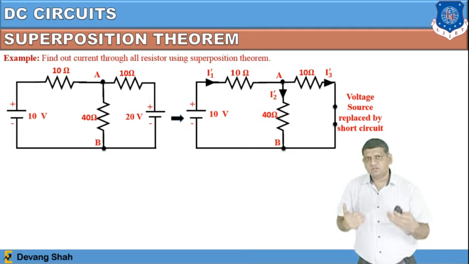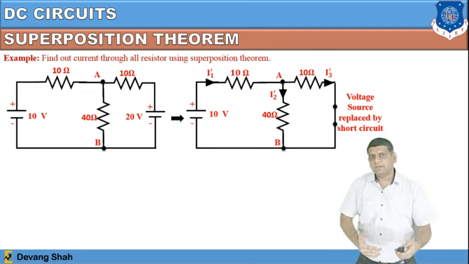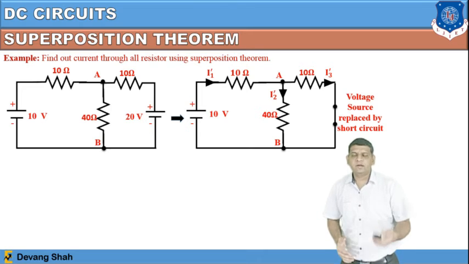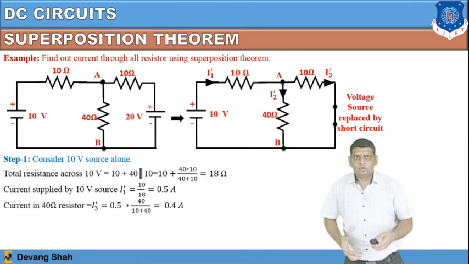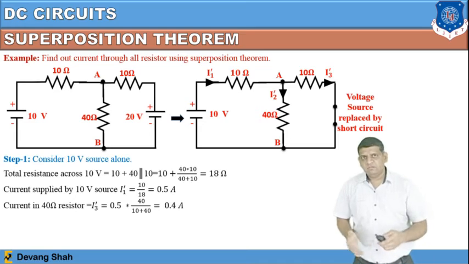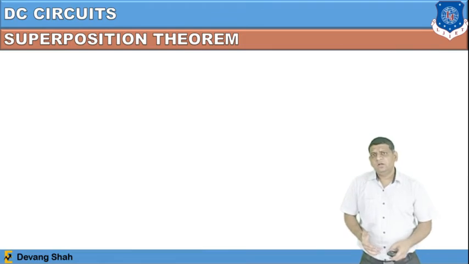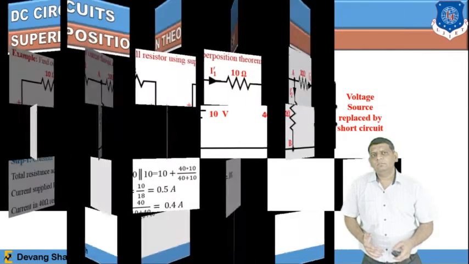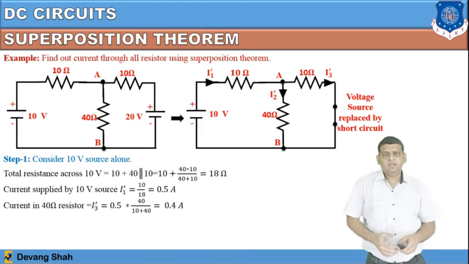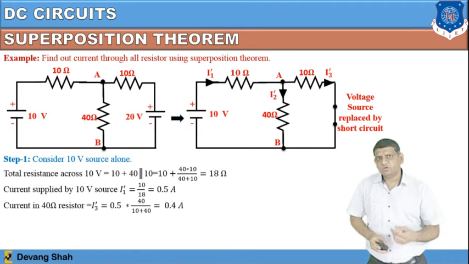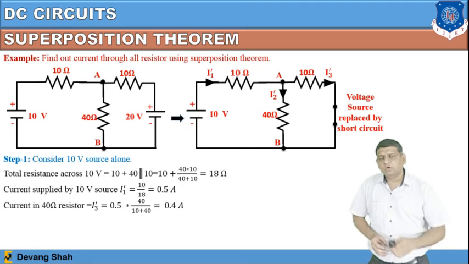Now here in superposition, we have to take one voltage source at a time. So now I am taking the 10 volt source, so making the 20 volt source short. So here 40 ohm and 10 ohm are in parallel, with the 10 ohm in series. So you can find that particular step. You can see here the total resistance across the 10 volt source is 18 ohm. The current of the circuit is 0.5 ampere, and the current which is passing through the 40 ohm resistance is 0.4 ampere. So all this you can find using the current divider rule.